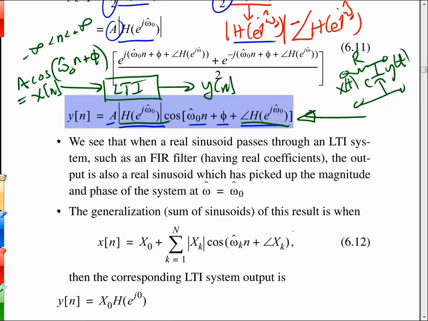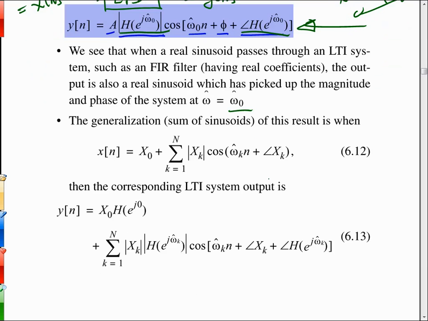And of course what's critical here is that it's not just omega hat, it's omega naught hat. That's the specific frequency that our real sinusoid is going into the system at. We're going to go through some examples here shortly.